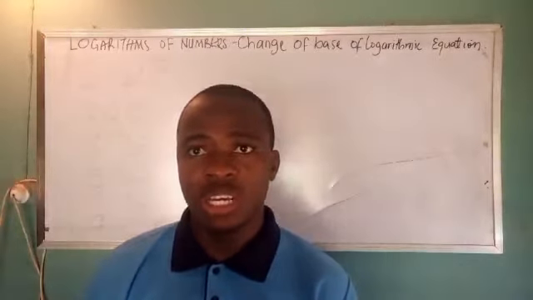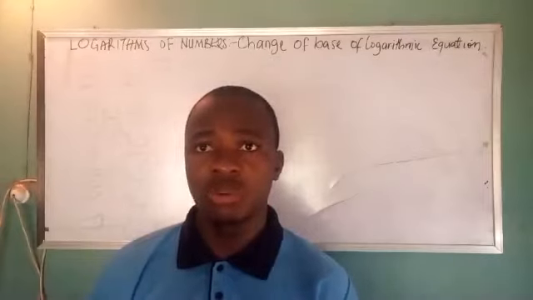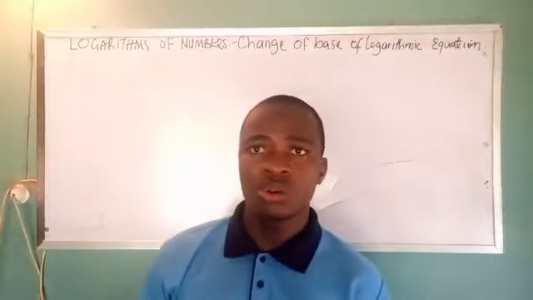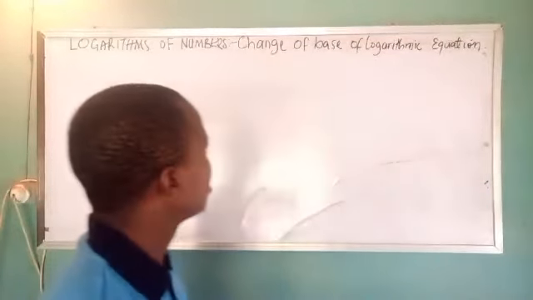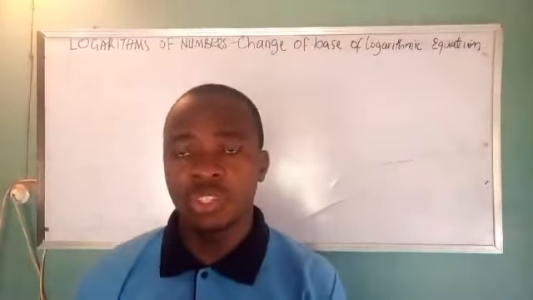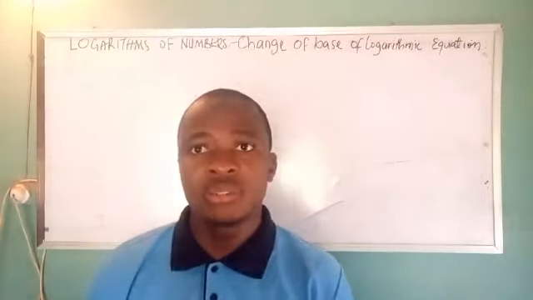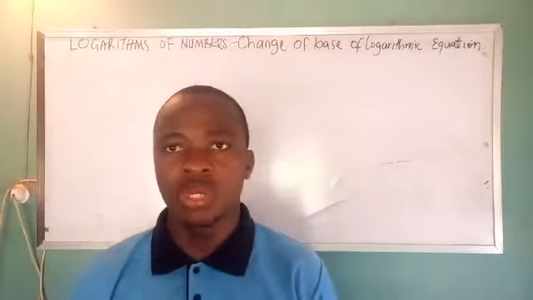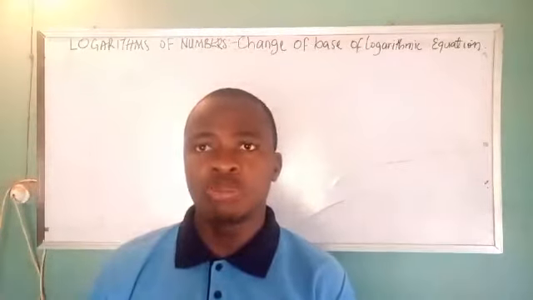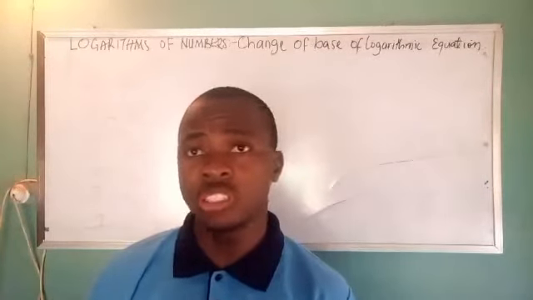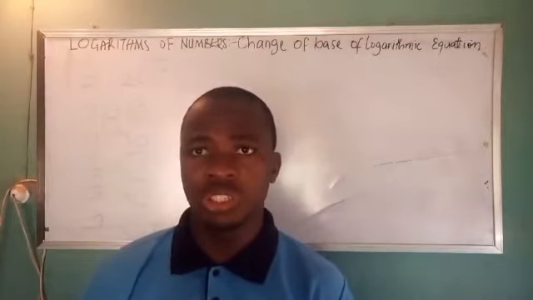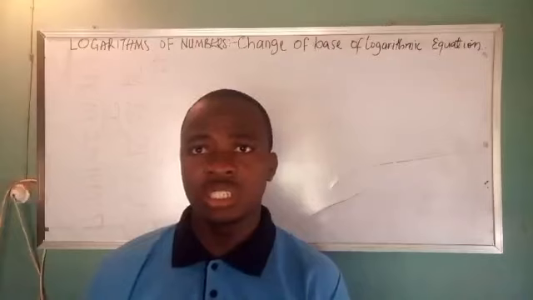So today we are going to look at another aspect of logarithm of numbers. What we are going to be looking at is how we can change the base of a logarithm equation. You'll be given an equation to solve. You look at this equation and see that we have different bases, which means before you can operate on logarithms, the base must be equal before you can apply the laws of logarithm. So how can we change the base of logarithm?